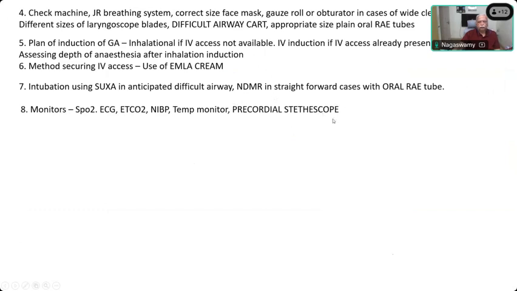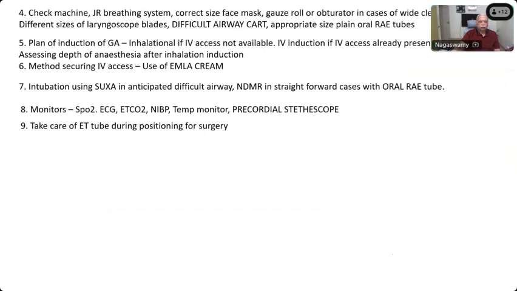Where do you place the precordial stethoscope? Over the apex beat. Over the apex. So, is there any better location? Just below the suprasternal notch will be a better position because you can monitor both the respiratory sounds as well as the heart sounds. So it is preferable to place it below the suprasternal notch on the left side. Okay.